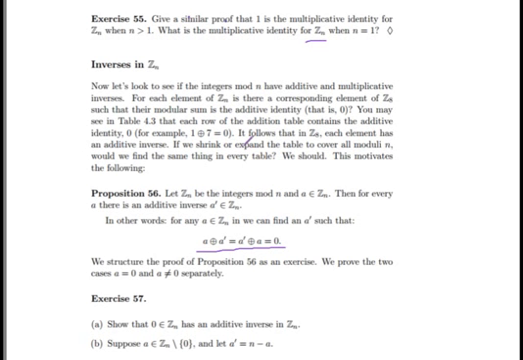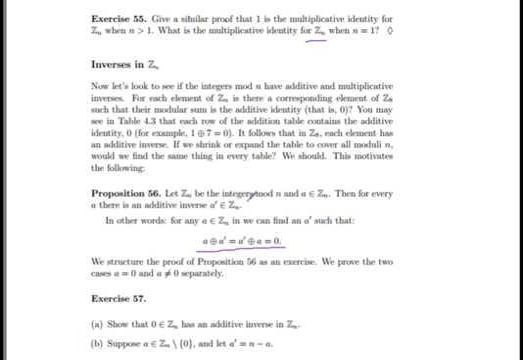Think about ordinary addition. The inverse of 7 under ordinary addition is minus 7. Why is that? Because 7 plus minus 7 is 0, and minus 7 plus 7 is 0. So that means that if I take 7 and add it to minus 7, I get the additive identity. So that's what an inverse is. Notice that every element, every integer has its own inverse.